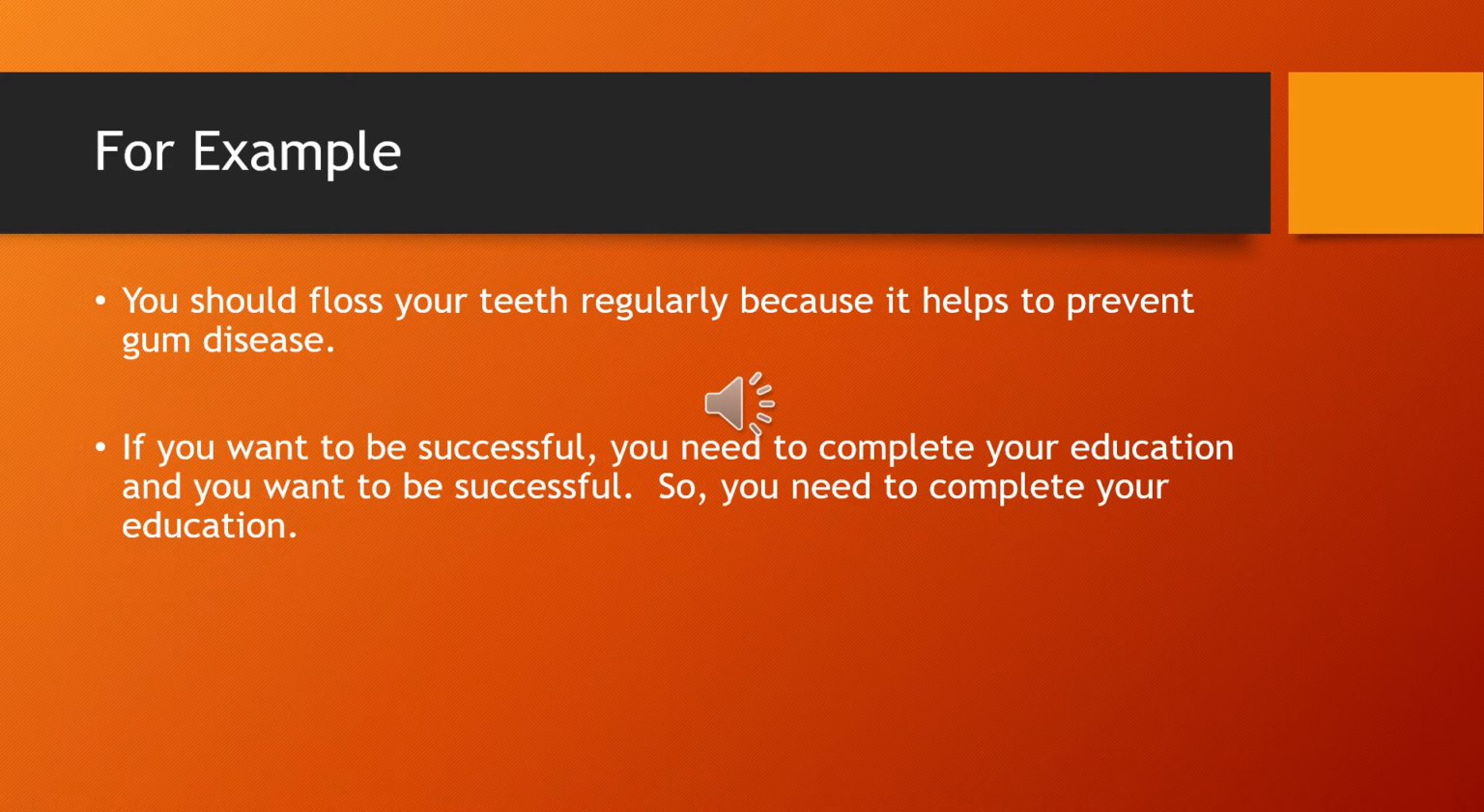Now, that definition may seem a little bit abstract, so it might be useful to have just a couple of quick examples of some arguments to get a sense of what I'm talking about. Here are a couple of examples. The first one says the following: you should floss your teeth regularly because it helps to prevent gum disease. This is an argument. What we have is a claim that you should floss your teeth regularly. And we also have another claim or statement that is intended to support that belief.